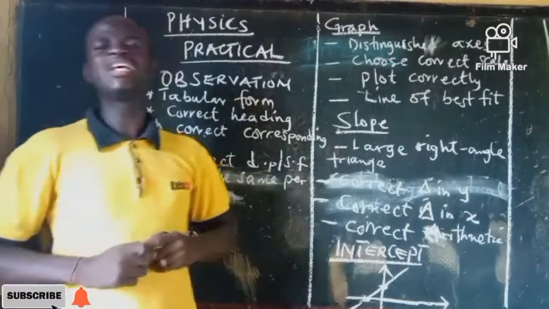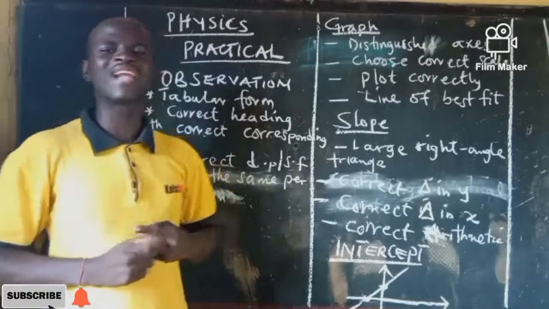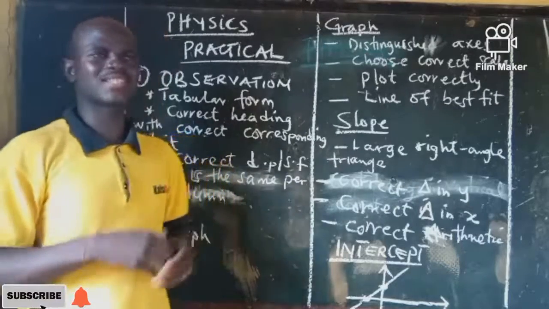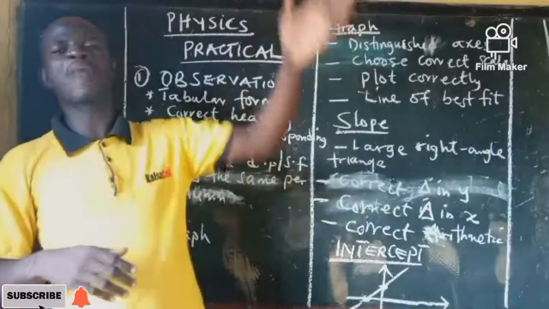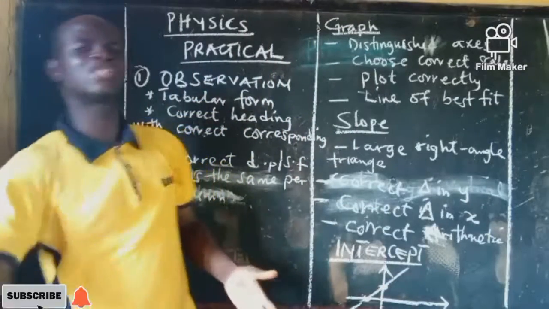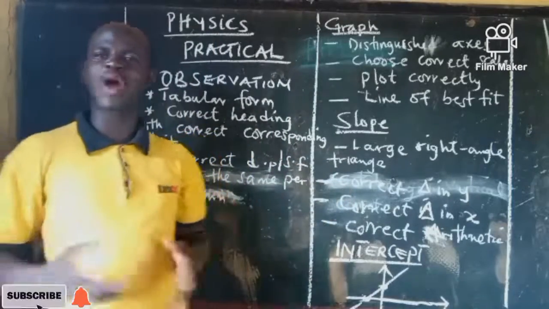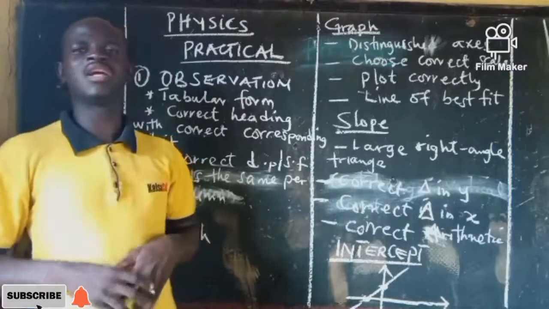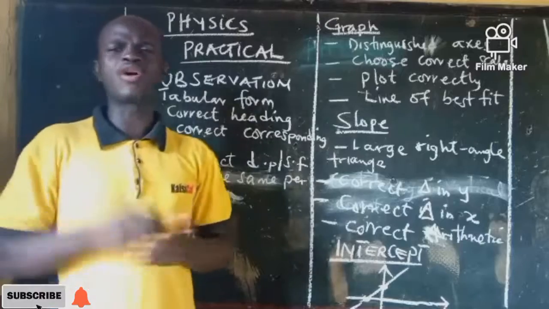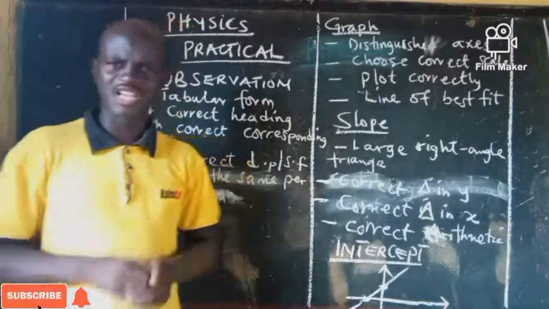For example, if the instruction says you are to plot the graph of T square against L, that means that the T square will occupy the vertical axis and the L will occupy the horizontal axis. You need to indicate the graph you are plotting. It is very, very important. Another one, you need to choose a correct scale.